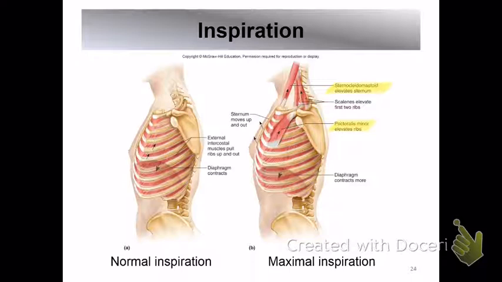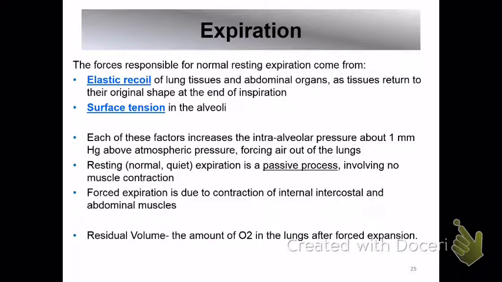And remember, pressure on the inside of the lungs is equal to the outside if they're at rest. And atmospheric pressure is going to push in when it's not. Okay. The forces responsible for normal resting come from the elastic recoil of lung tissue and abdominal organs as tissue returns to its normal shape at the end of one cycle, at the end of one inspiration. And then surface tension in the alveoli. So that's the forces responsible.